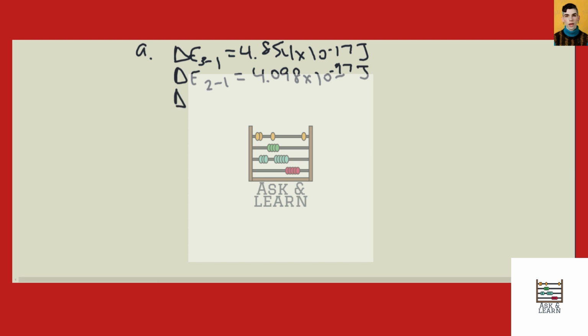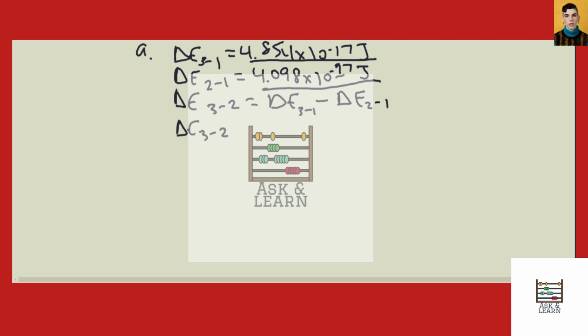So our change in energy from 3 to 2 is going to be the change in energy from 3 to 1 minus the change in energy from 2 to 1. So basically, we're going to be doing this number minus this number. And so our change in energy from 3 to 2 ends up being 7.56 times 10 to the minus 18 joules.